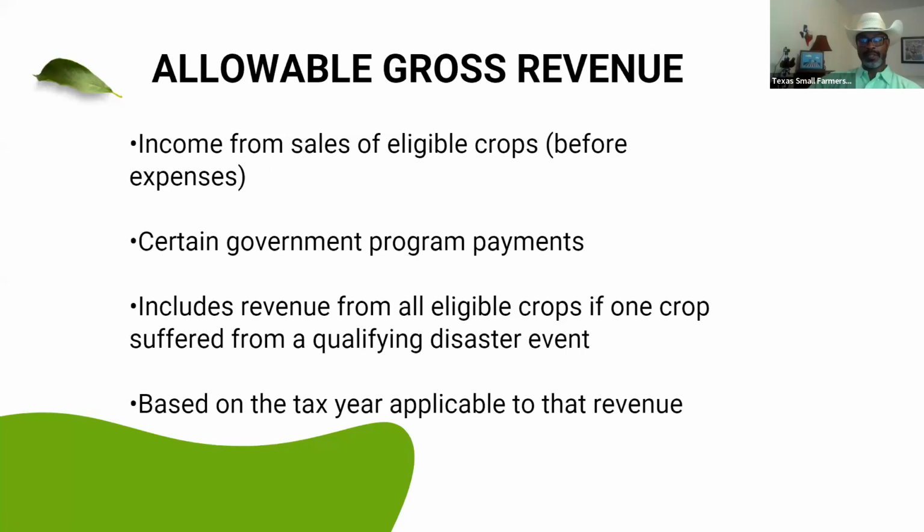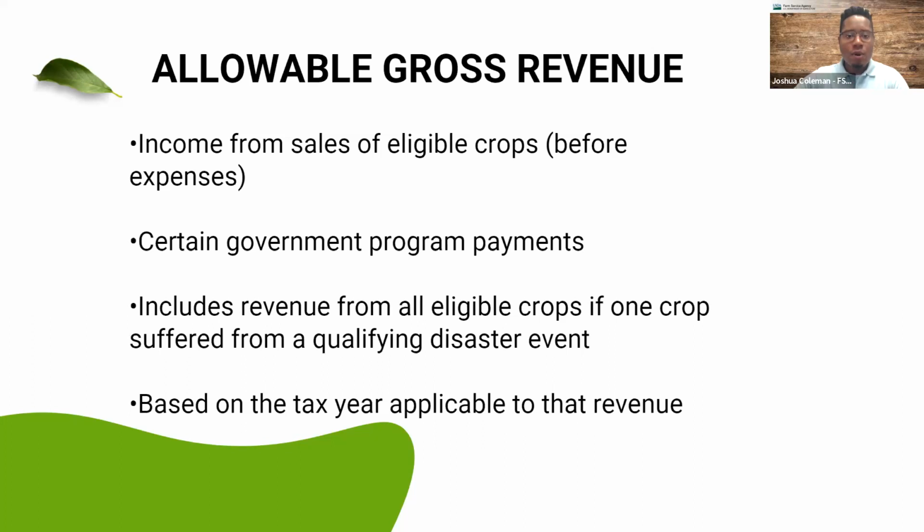These are some of the things that would be considered: income from sales of eligible crops before expenses. Certain government program payments are also allowable gross revenue. It includes revenue from all eligible crops if one crop suffered from a qualifying disaster event, and it's based on the tax year applicable to that revenue. But I want to go back, Joshua, and hit on the includes revenue from all eligible crops if one crop suffered from a qualifying disaster event. Can you elaborate on exactly what that means?